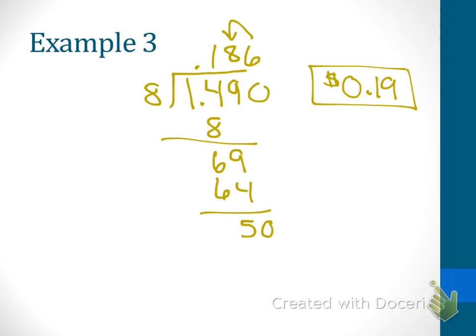Does that make sense why we stopped? Because it said round your answer to the nearest hundredth, so I didn't need to go any farther, even though my answer was not complete, even though I didn't find my final answer. All right, and if you understand that, that's everything you need to know for 2.4.